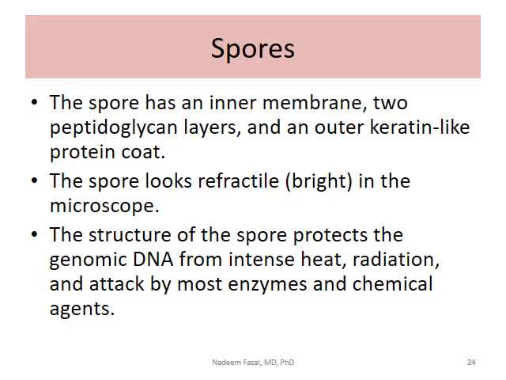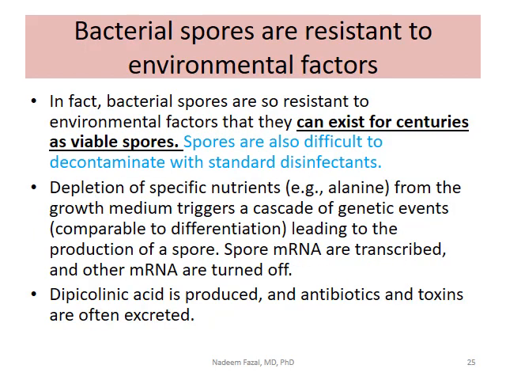Now, if you saw the outer coat, and if you were to look under the light under the microscope, that's kind of a shiny thing. So you will see a shining thing because it is a protein keratin-like coat. And the whole idea is that genomic DNA is protected from intense heat, radiation, and enzymes. So you can imagine how much temperature you have to achieve, at what pressure, to get rid of spores. That's why we have autoclaves. That's why we want to autoclave surgical instruments. We need to go for that. So that's a higher form of getting rid of spores. Okay.